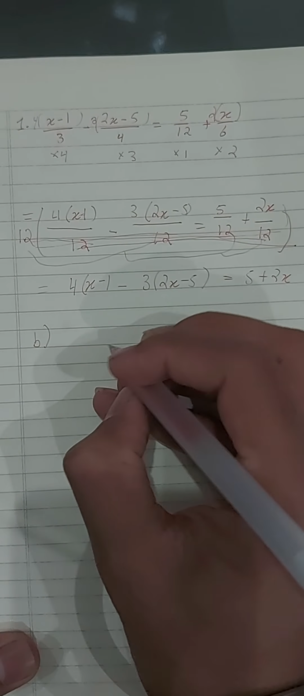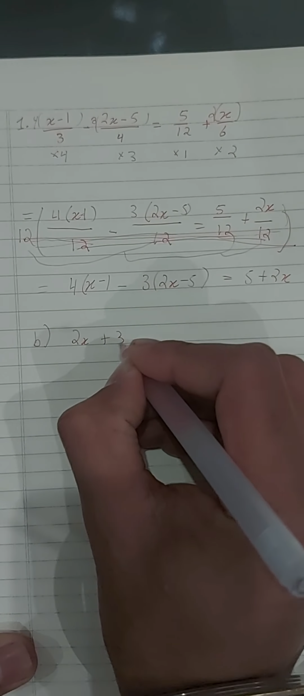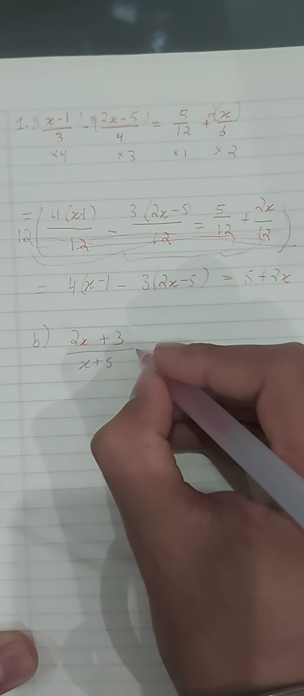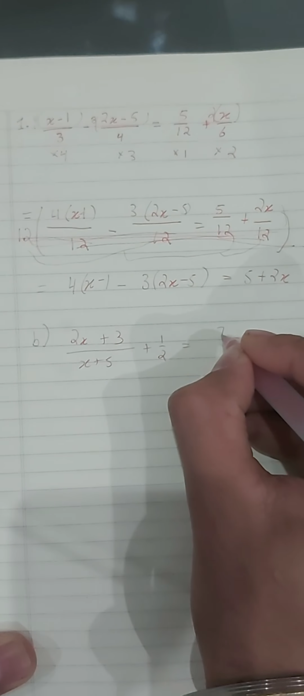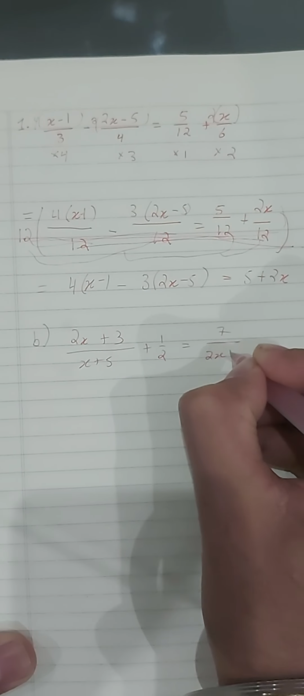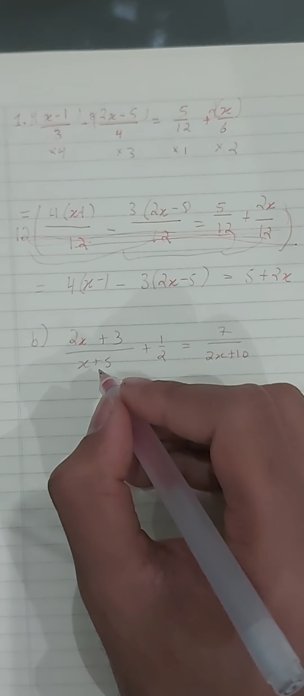For B, over here it is 2x plus 3 over x plus 5, plus 1 over 2, equals 7 over 2x plus 10. Okay, so how can we make the entire denominator over here the same? Well, we can multiply this by 2 and this by x plus 5, right? To make them the same.